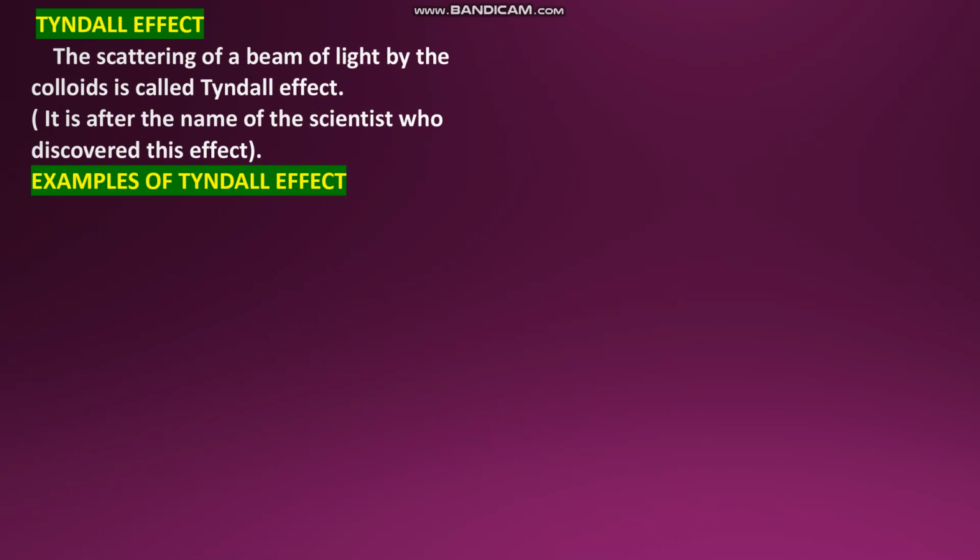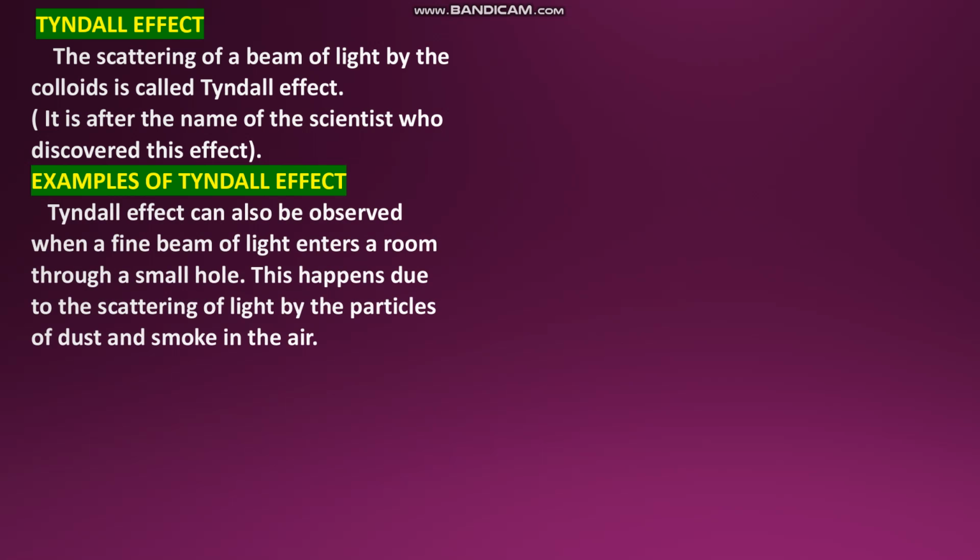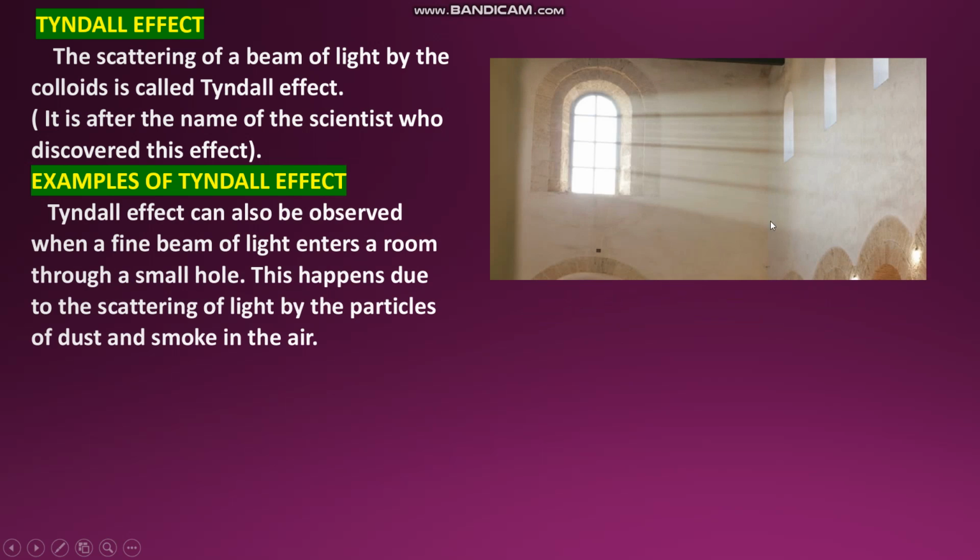Let us see the examples of Tyndall effect. You are familiar, sometimes we can see a beam of light through a small hole in our windows because of the dust particles. So the Tyndall effect can be observed when a fine beam of light enters a room through a small hole. This happens due to the scattering of light by the particles of dust and smoke in the air. Many of you might have observed this. The dust particles or smoke scatter the beam of light passing through a small hole, so we can see the path of the light.